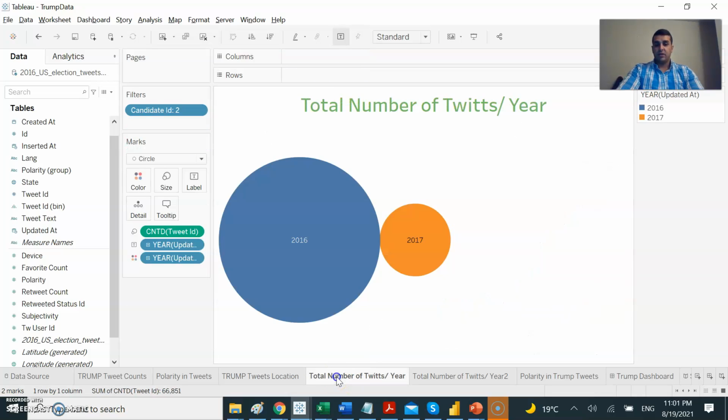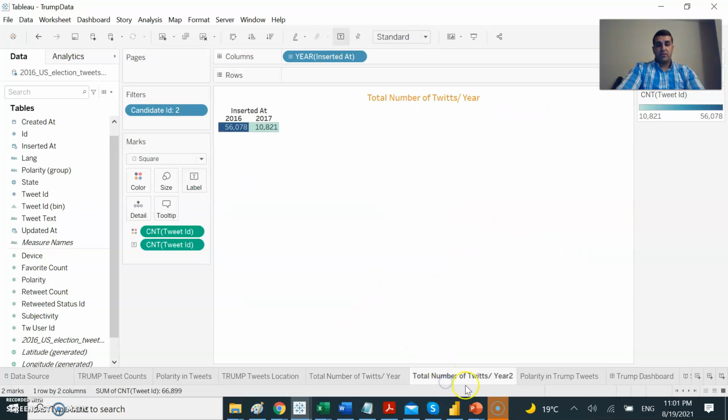Here is another design for the total number of tweets in each year. As we can see, it was very high in 2016, while in 2017 it gets very low, around 10,000. So we see a very big difference between those. We can notice that the period of 2017 only includes two months, January and February. So that's why the total number of tweets is different.